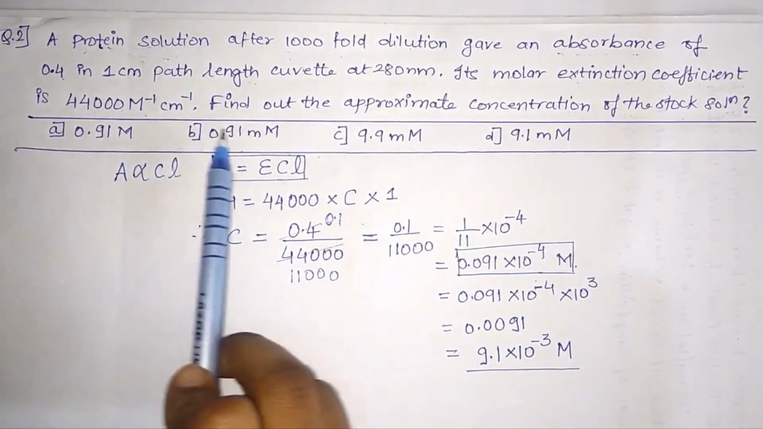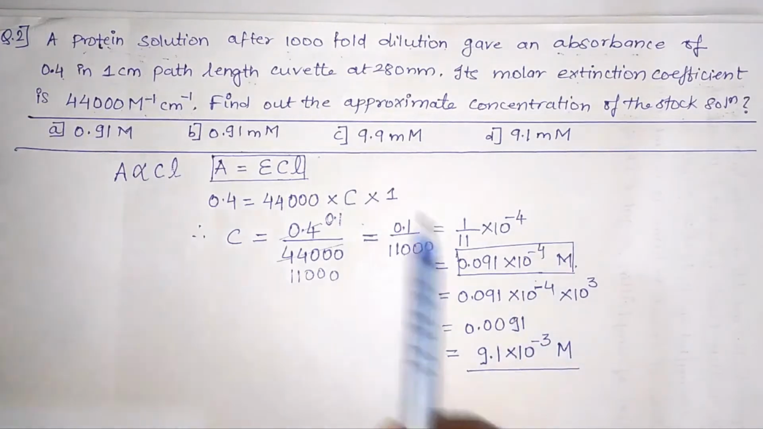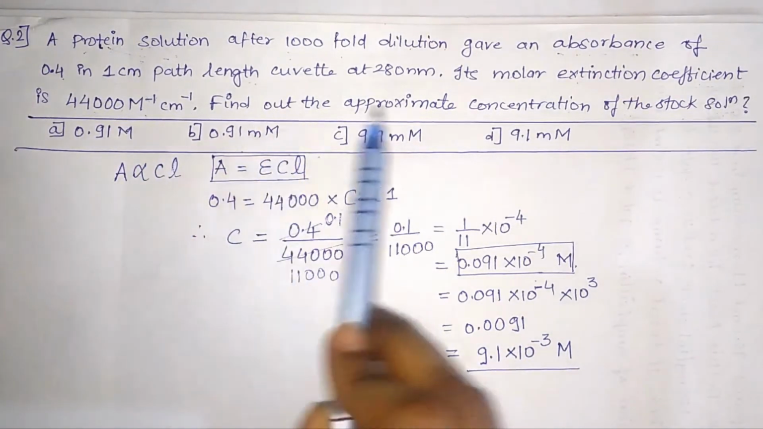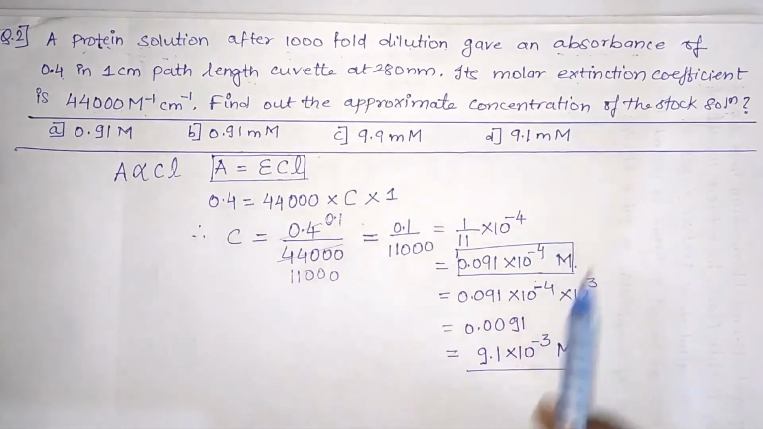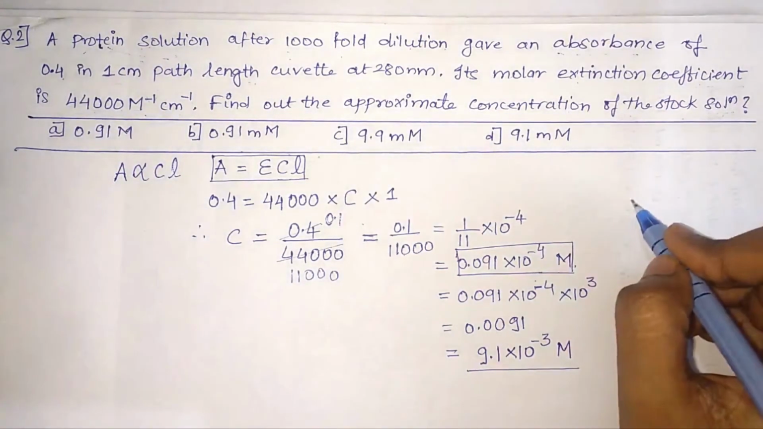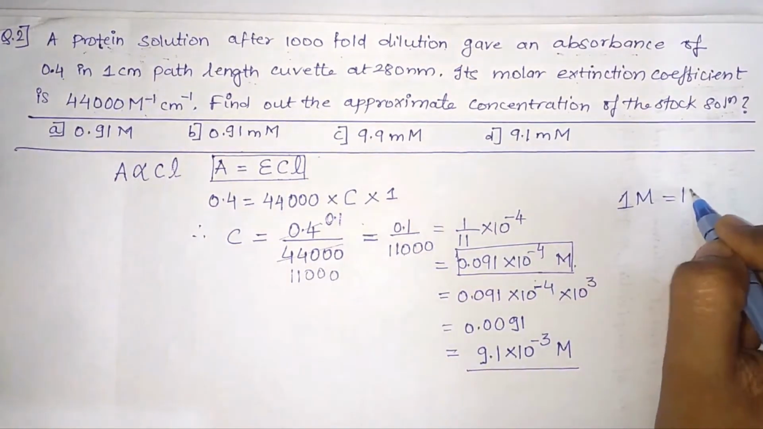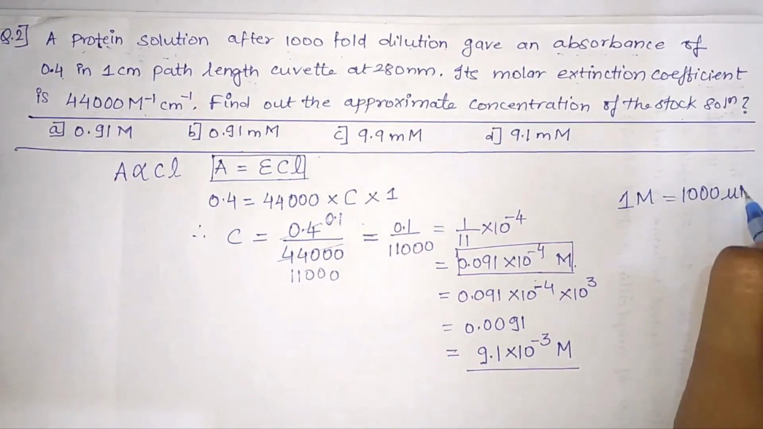But when we look into the options, we find none of the options is given like this. Since a few of the options are given in millimolars, we will convert this molar into millimolar. And how can we do that? We know that 1 molar is equal to 1000 millimolar.